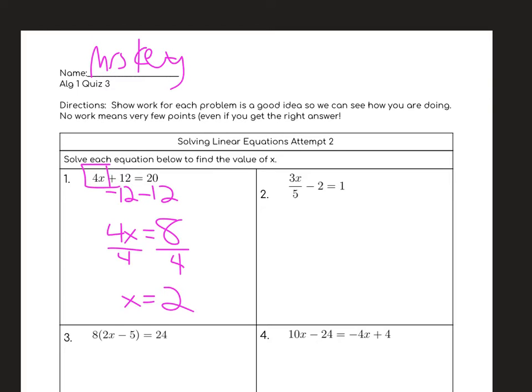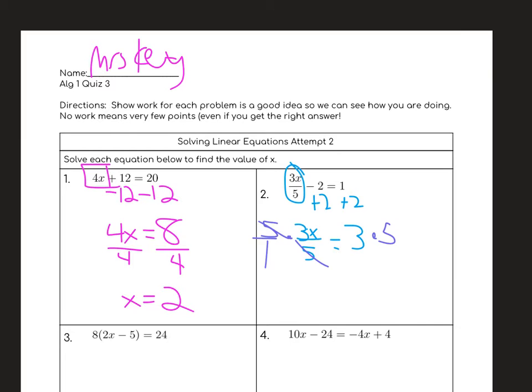For the second one, that makes me scared, but let's add the 2 first. So that's 3x over 5 equals 1 plus 2, which is 3. My next move is going to be, let's take care of that 5. So let's go ahead and multiply, nope, that's a 3. Let's go ahead and multiply by 5 on both sides. Really it's 5 over 1, but these 5s will cancel out.